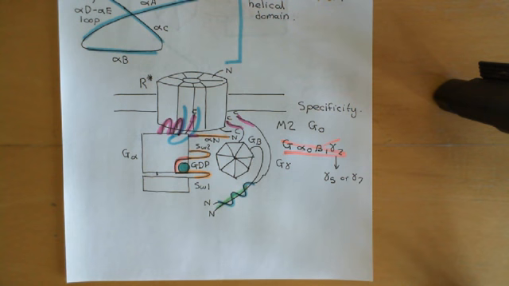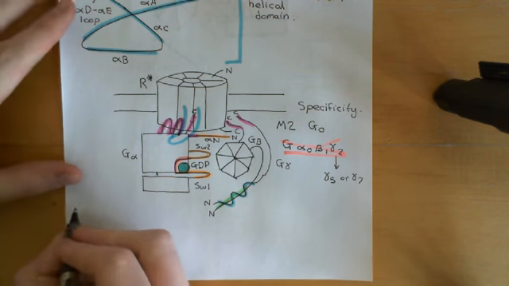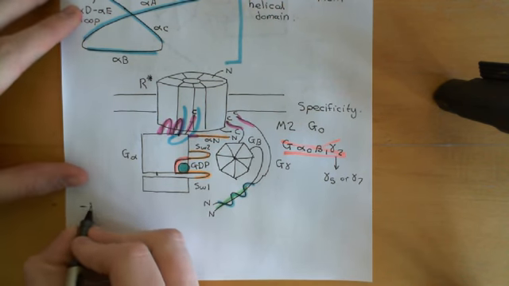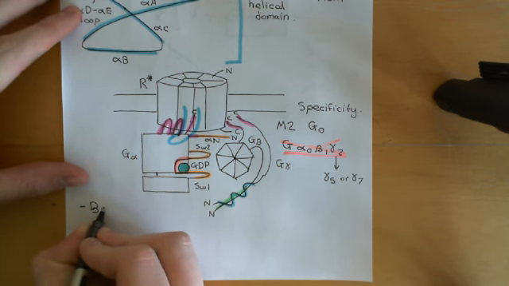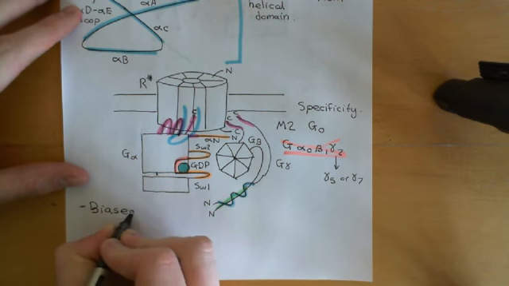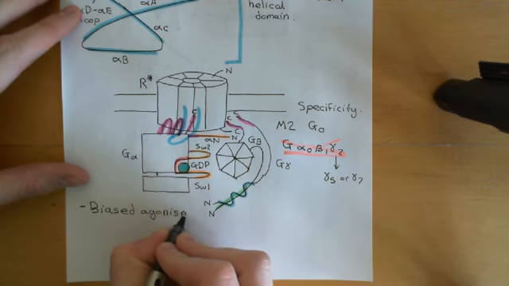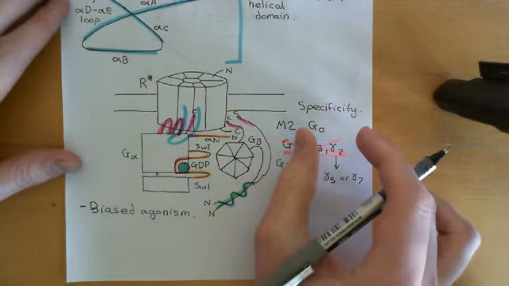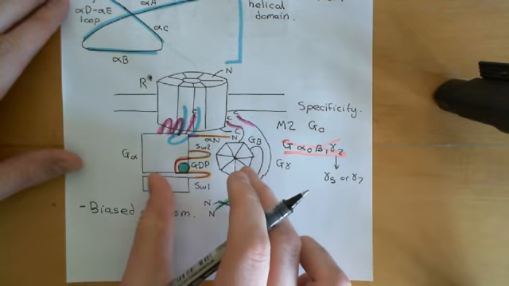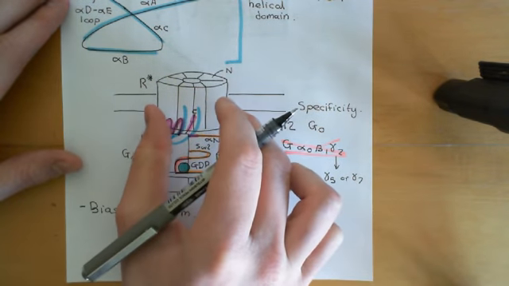Okay, right, the other thing that I now want to add on to this is the concept of biased agonism, which we will come back to big time later on, but I think it's appropriate to say something about biased agonism now, whilst we're on the topic of specificity. So specificity is all about which heterotrimeric G proteins a G protein coupled receptor will activate.